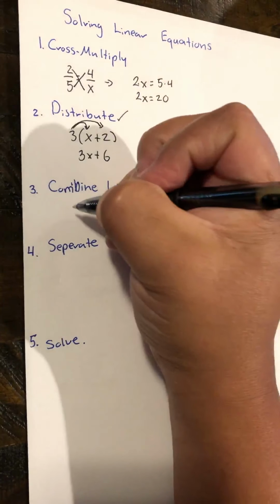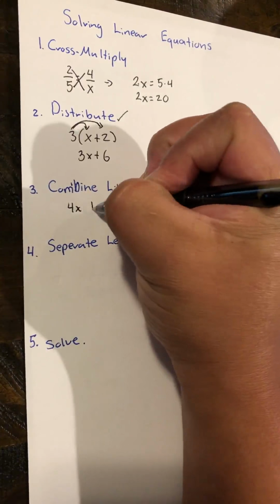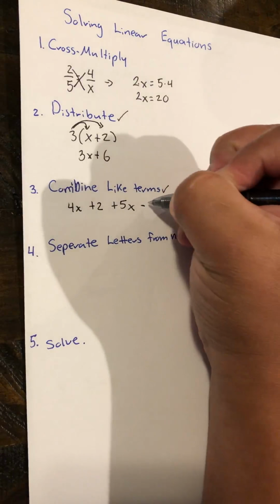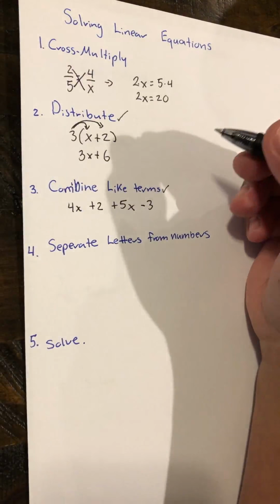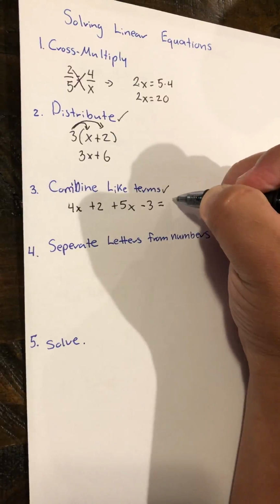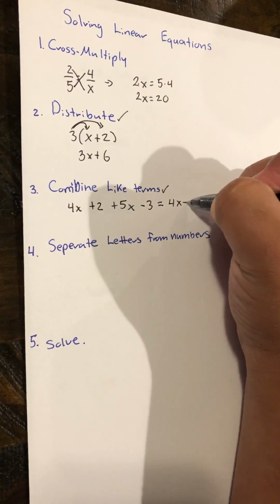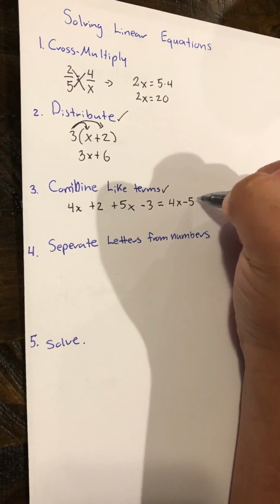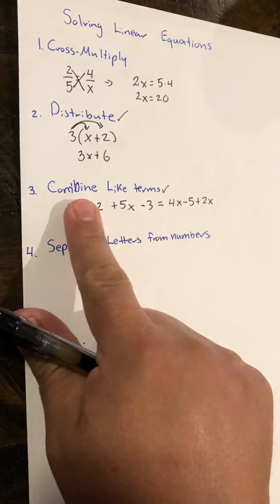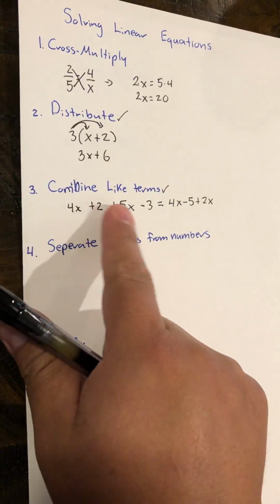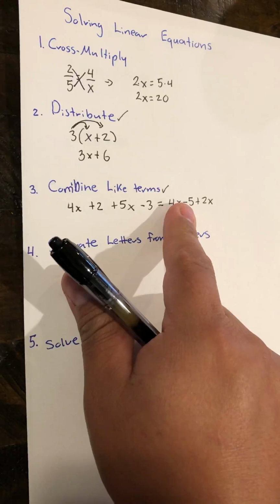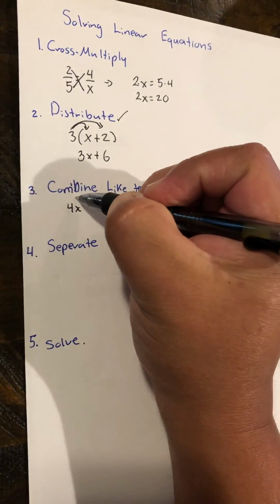Now we're going to combine like terms. Let's do an example. I have 4x plus 2 plus 5x minus 3, and let's make it a little more interesting. Combining like terms, we put the things together and we do it on each side. We don't want to combine across the equal sign. So first we'll work each side.